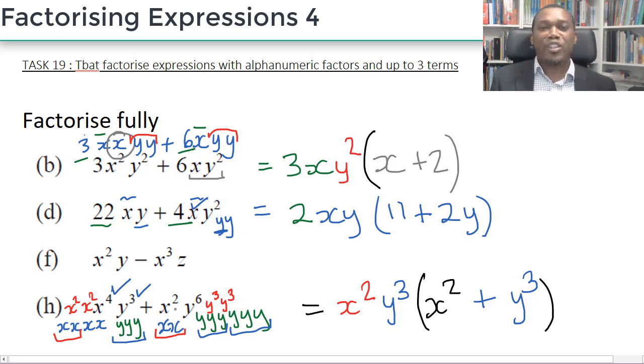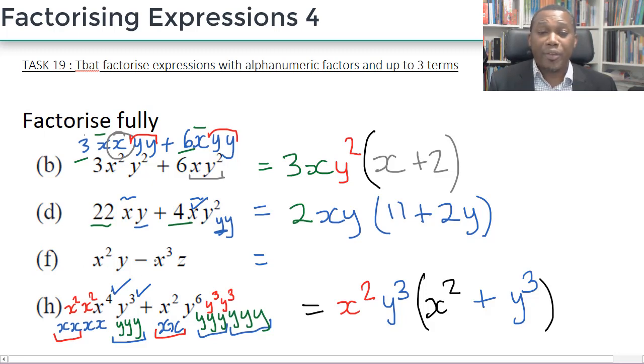Now for F, and you still have that chance again. If you haven't done so, do it now, please. Okay, so for F, we have x squared and x cubed. Let's use that lowest power idea. Or if you want, write it out.